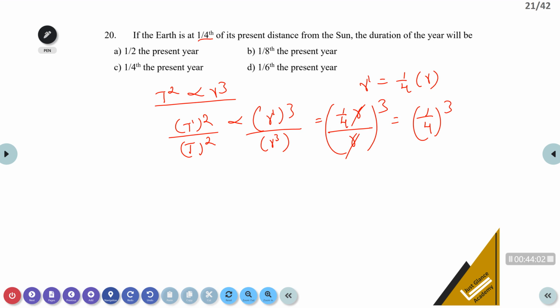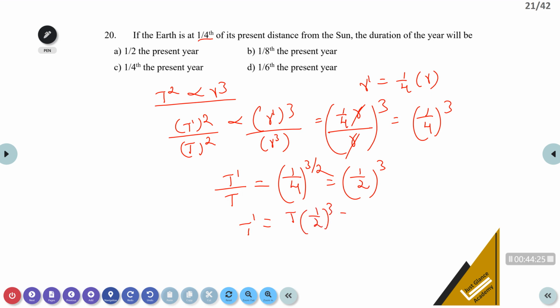It becomes 1/4 cubed. But now I have to find T dash divided by T, so I take the square root. It becomes 1/4 raised to 3 by 2. The square root of 1/4 equals 1 by 2, whole cube. So T dash becomes T into 1 by 2 whole cube, equal to T divided by 8. It is 1/8 of the present year.